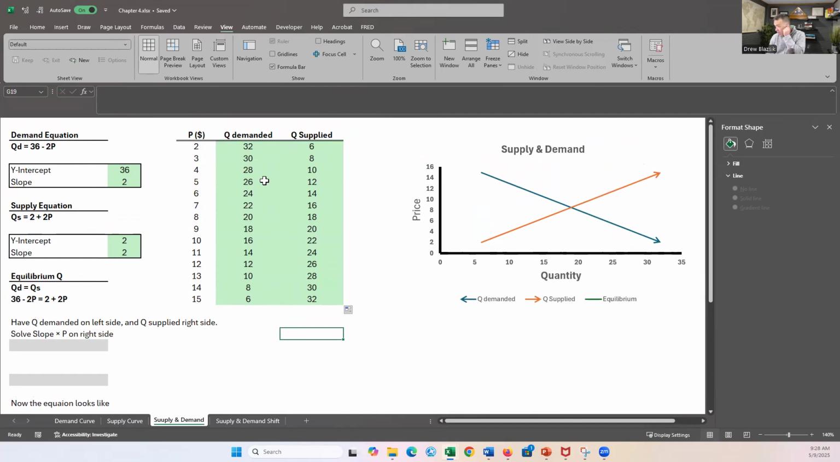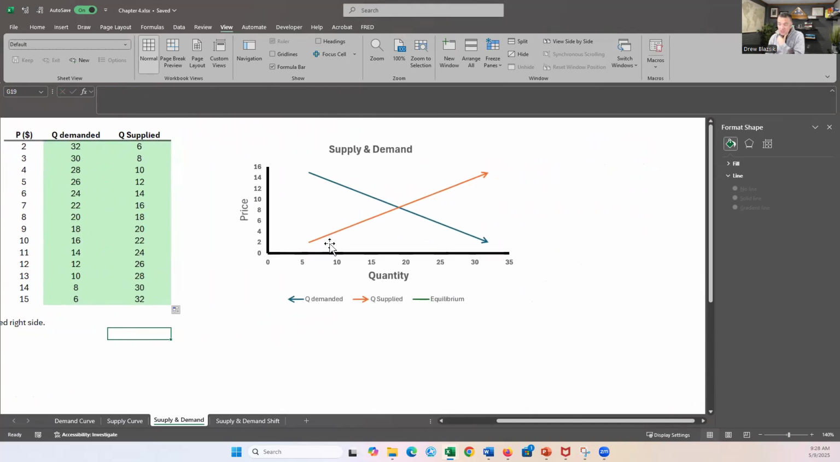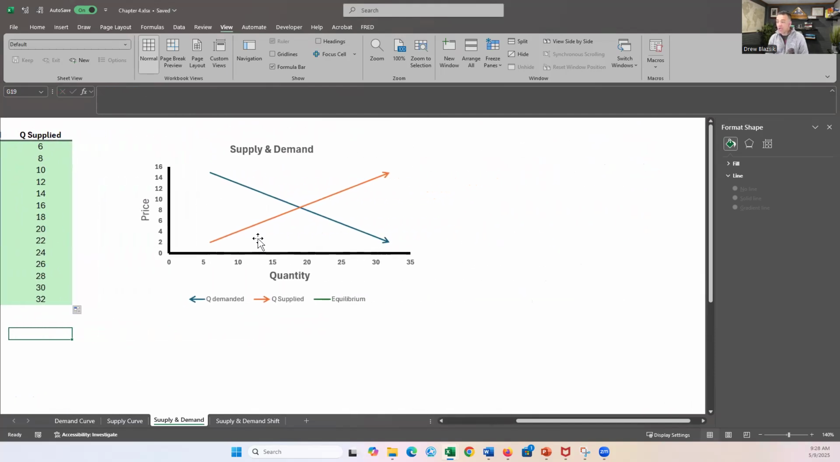Okay, so we got our equation there. So I just want to talk about this graph really quick. We got a supply and demand graph. We got the demand curve going down, supply curve. So if you read the PowerPoint or the chapter, you know that the equilibrium is where QD equals QS.